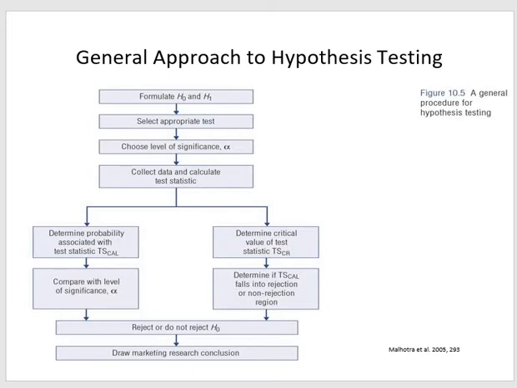As simple as that. Next is collect data and calculate test statistics. Now you have to proceed with the test. So you will collect all the data required and you will calculate the test statistics. After calculating the test statistic, there are two things that you have to do. First one is determine probability associated with test statistics. You need to determine the probability that is associated with your test statistics.